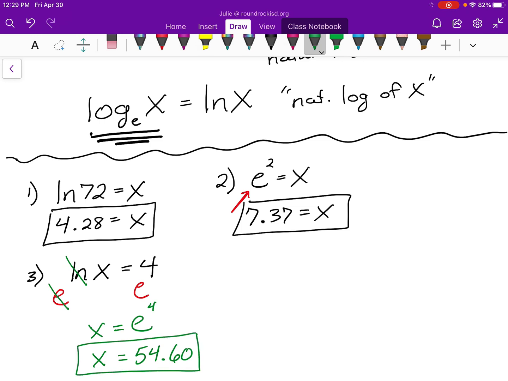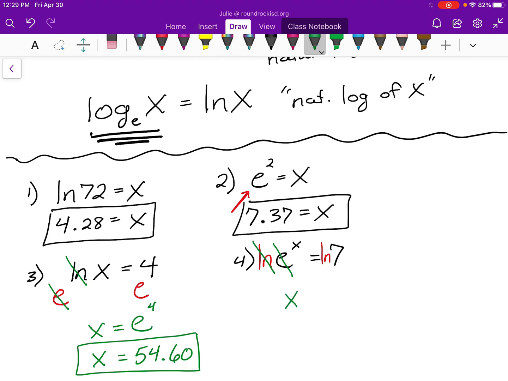Okay, so let's try another one. e to the x is equal to 7, and we're wanting to solve for x. So the inverse of exponential base e is log base e, which is natural log. So instead of writing it all again, I'm just going to squeeze my little natural log in right there, and right there. And my natural log, which is log base e, and base e cancel out.